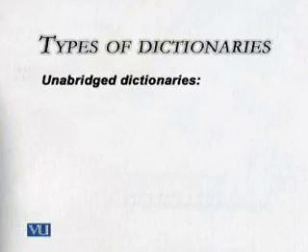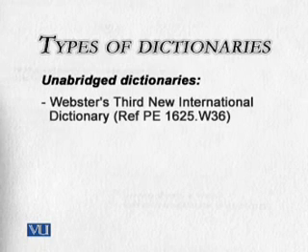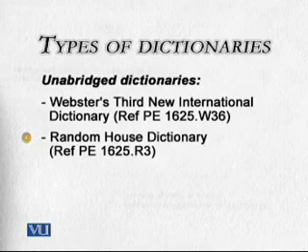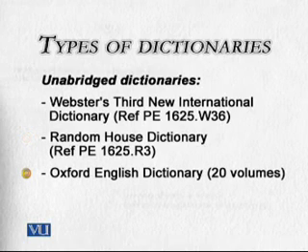Today, as I'm talking about unabridged and abridged dictionaries, I should also give you some names of the dictionaries which are these days available: unabridged in the libraries, and abridged in people's personal collections. On your screen you can see unabridged dictionaries like Webster's Third New International Dictionary, second, Random House Dictionary, and third, the Oxford English Dictionary, which I told you before. This is available in 20 volumes.